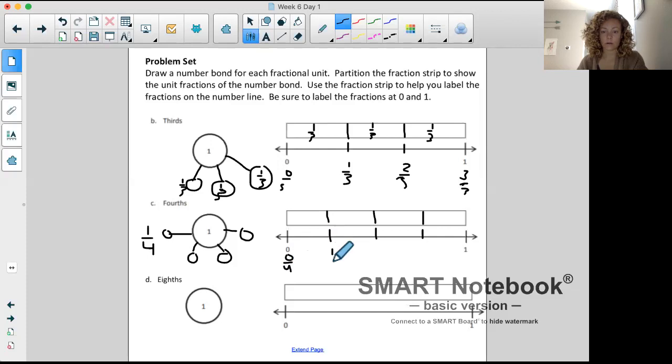This is 1/4, 2/4, and 3/4. How many fourths are equivalent to 1 whole? 4/4.